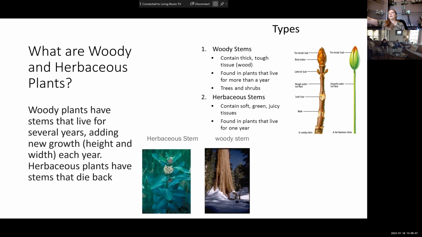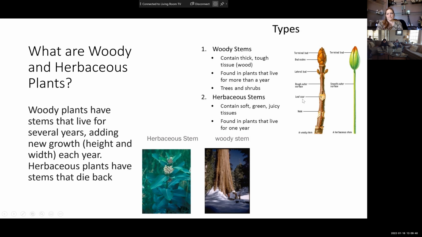If you look out there, everything that you can see from this height is woody. But a daisy is a great example of herbaceous. So is a tomato. What's another good example? A pea. Yeah, peas. Most things that you're going to put in your garden. Most annuals. Cool. So you've got woody stems that contain thick, tough tissue, which is wood, found in plants that live for more than a year, things like trees and shrubs. And then your herbaceous stems contain soft, green, juicy tissues found in plants that live for a year.